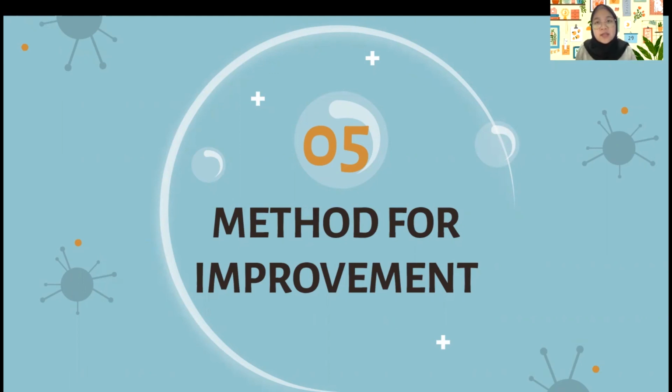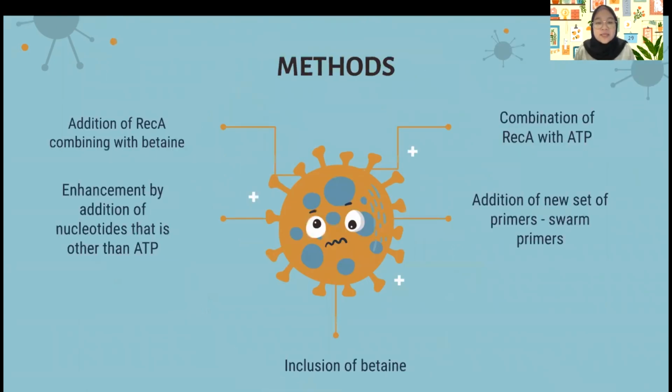I'll be taking over to explain about the methods of improvement for loop-mediated isothermal amplification, also known as LAMP assay. So firstly, LAMP assay can be improved by the addition of recombinase A combined with betaine. This combination is able to reduce the threshold time by 3 minutes. Other than that, LAMP assay can also be improved by the combination of recombinase A with ATP, which has been proven to reduce the threshold time by 7 minutes.